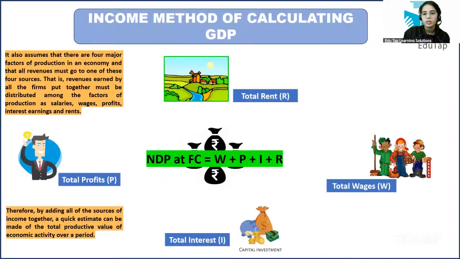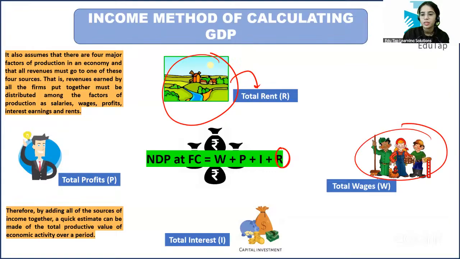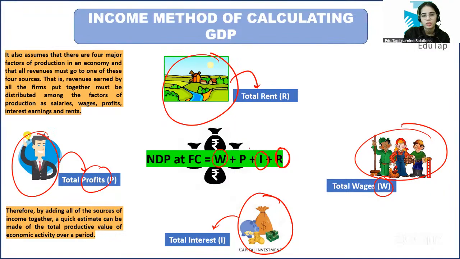So for the land or the natural resources, there is rent that is given. For the labor, the wages are given. For the capital, the interest is given. And for the entrepreneurship, the profits are there.